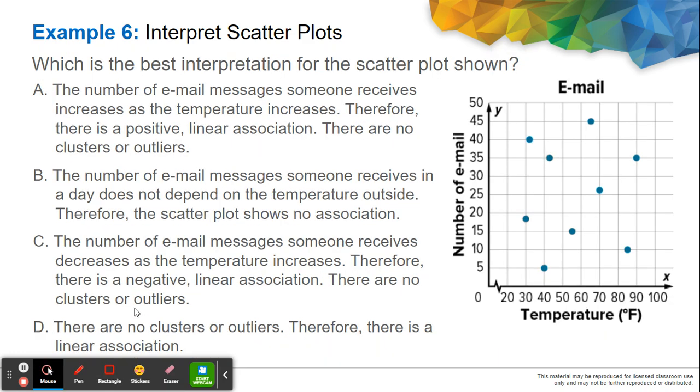What about this one? Can you choose which is the best interpretation of the scatter plot shown here? We have a scatter plot that shows the number of emails based on the temperature. So what do you think, from A to D? What is the correct answer?